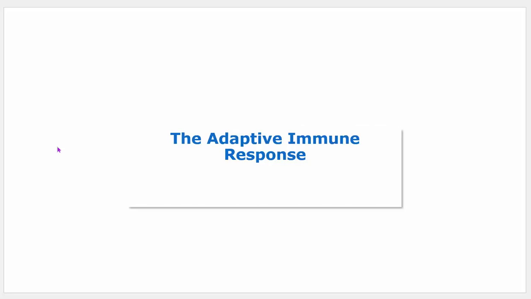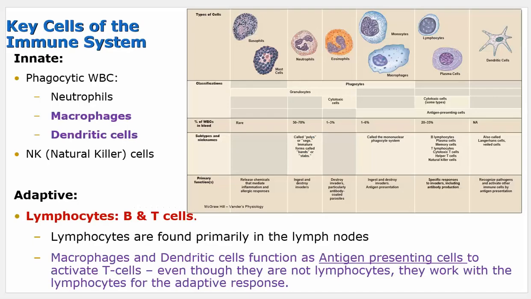Hello, today we're going to talk about the adaptive immune response. That's a continuation of previously when we were talking about the innate response. We're also going to talk about some things that may happen when the immune response goes wrong, such as what we call hypersensitivities, which can be associated with autoimmune disorders. So let's review our cells.